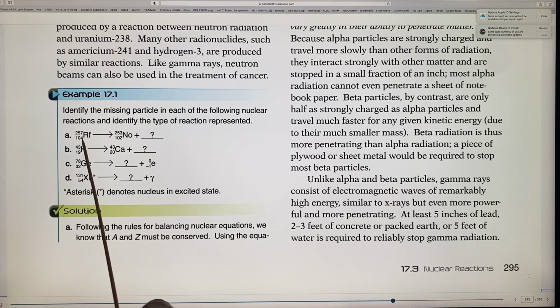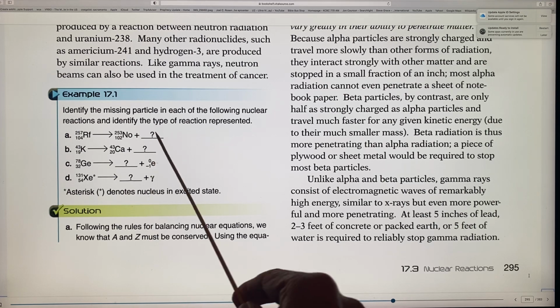So if you have Rf, this is a heavy, unusual element here. With 257 being the atomic mass, the protons and neutrons. And then you have 104, that's going to be the protons, or the positive charge. Well, it looks like the positive charge decreases by 2, which makes a new element. But the top number decreases by 4. So what are you going to put there?